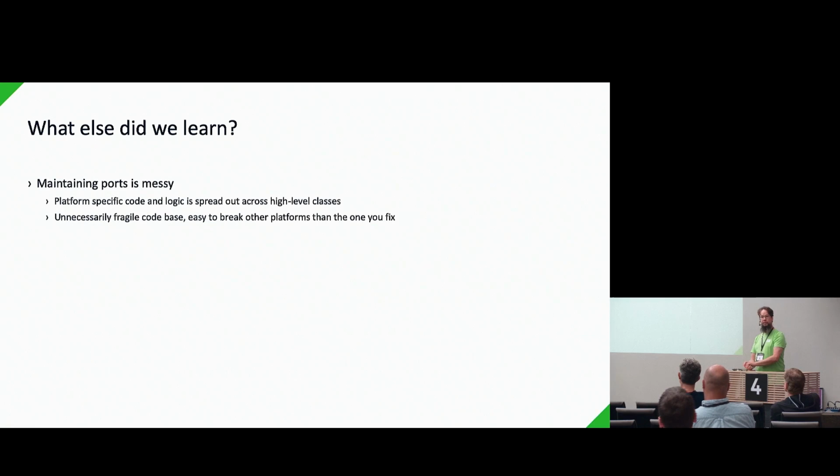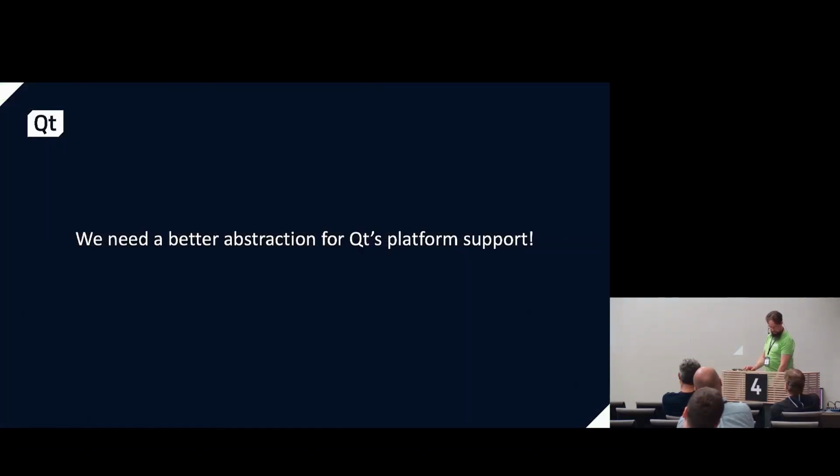Maintaining the existing ports that we had was messy. There was a lot of entanglement, and there still is a fair amount of ifdef Windows, then do this in the higher level classes, but we have reduced this quite a bit. It made maintaining the code very fragile. So in order to be able to reach new platforms and maintain code more effectively, we needed to have a better abstraction. So we needed something new, and that's basically one of the first things that we did for Qt 5.